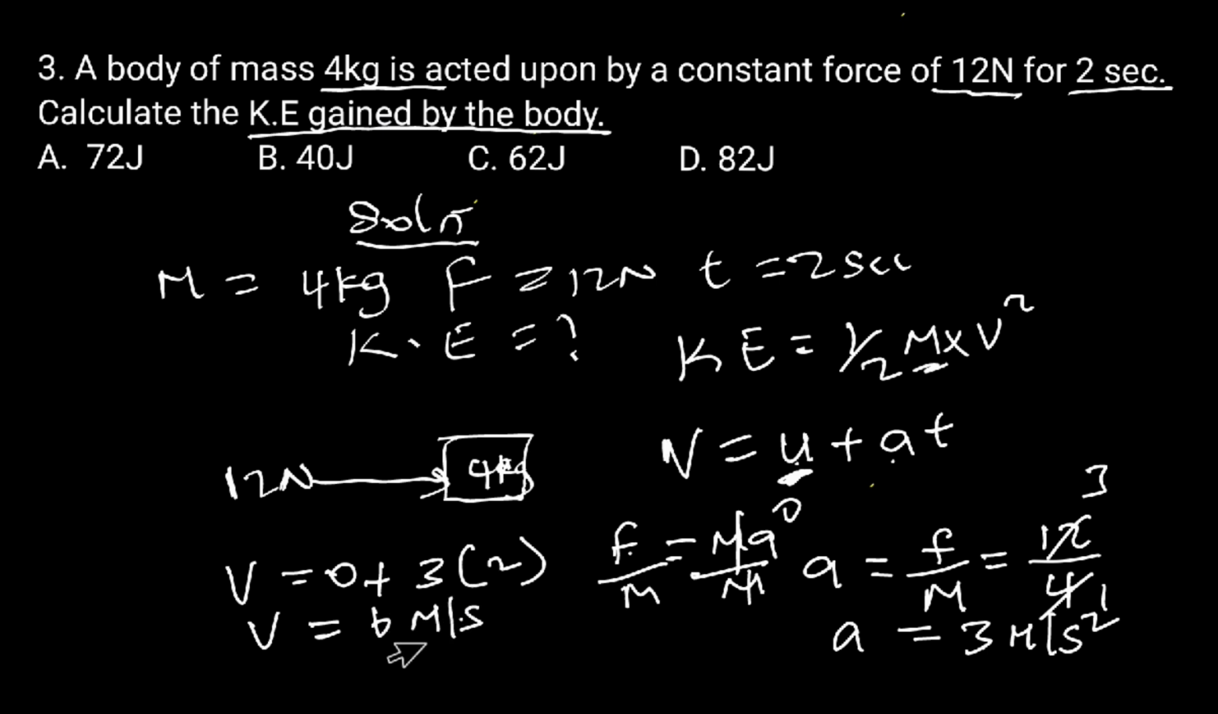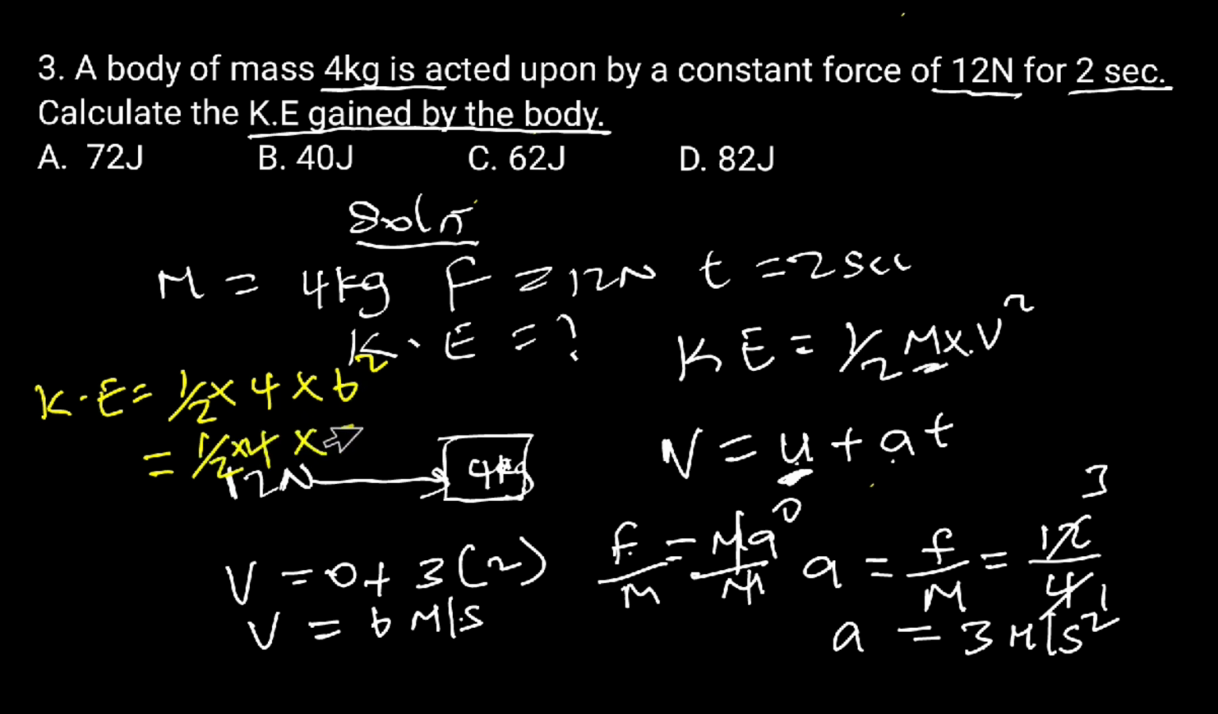Now that we have gotten the velocity of the body, let's plug that velocity into this equation and find the kinetic energy. So we have that the kinetic energy of the body is equal to half times the mass of the body, which is 4, multiplied by the velocity, which is 6 squared. So this is equal to half times 4 times 6 squared, which is 36.